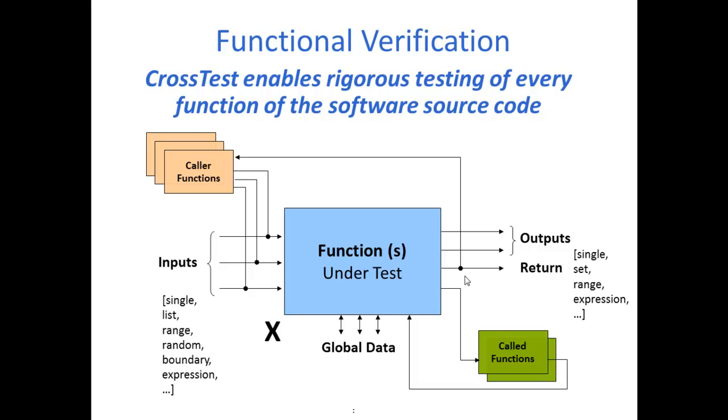We analyze the source code and enable complete testing of every function and code path in the software by varying the input values of the parameters and global variables. We can also stub functions to maximize code path coverage. We monitor the outputs, report the results, and let you drive the automated tests with the click of a button.